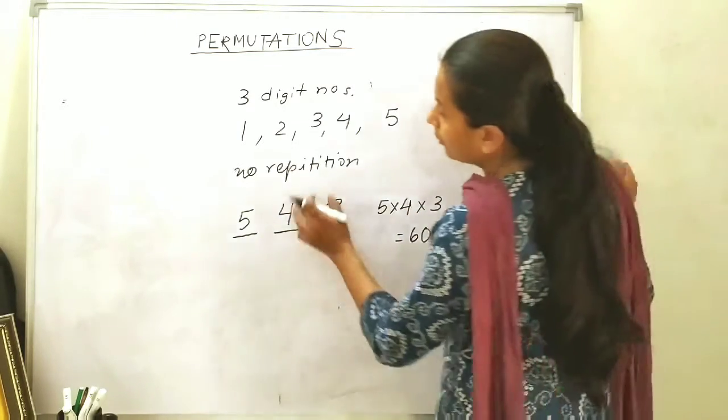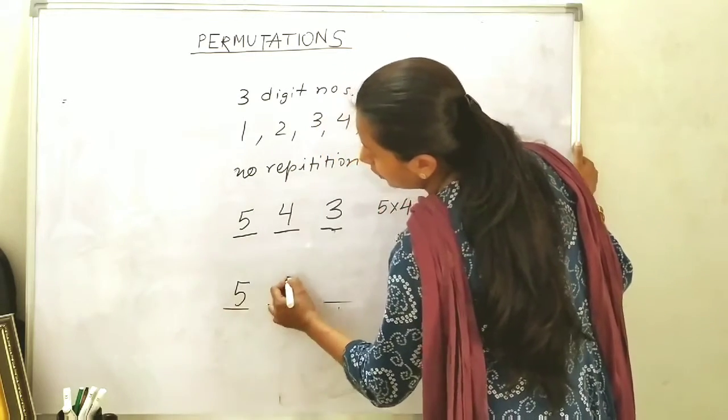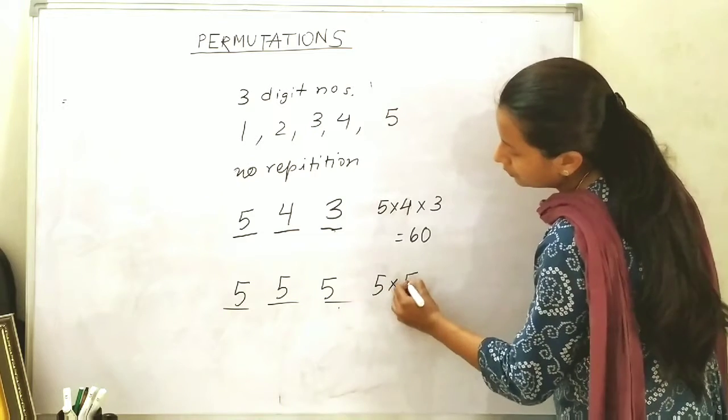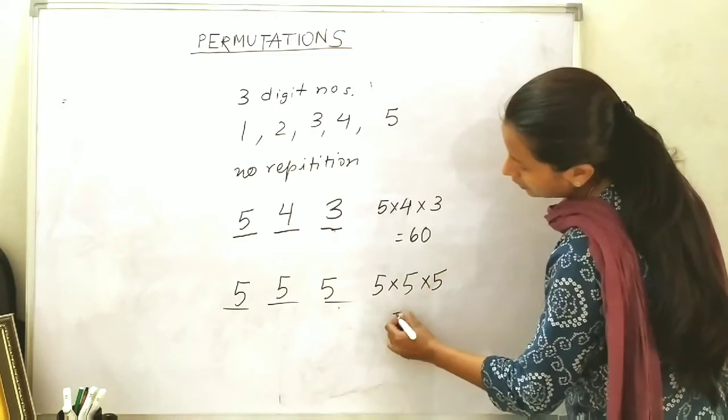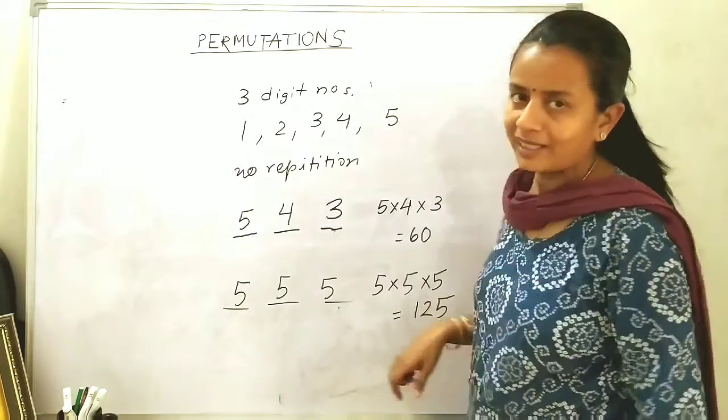When repetition is allowed, we have 5 options for each place. So 5 into 5 into 5 gives us 125.